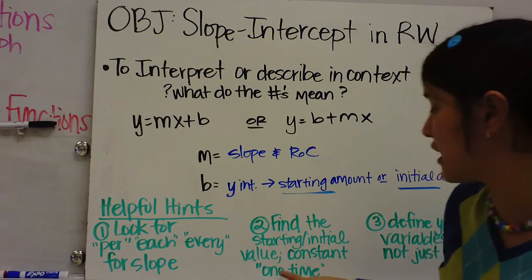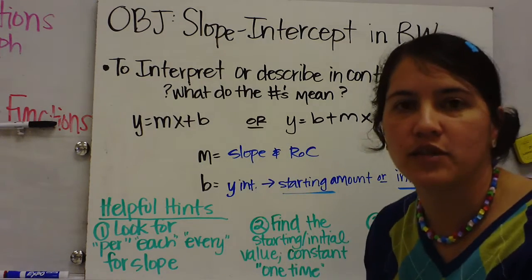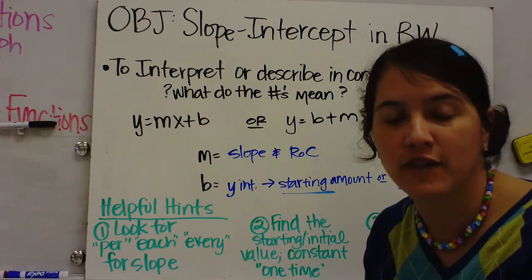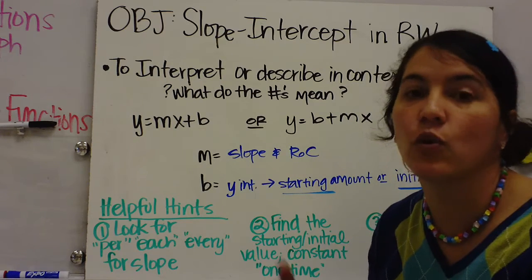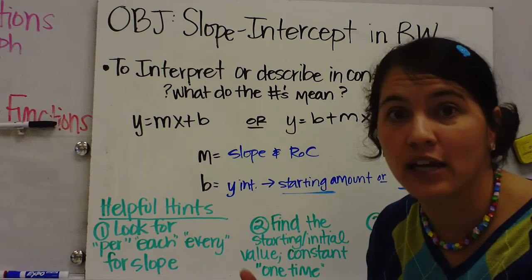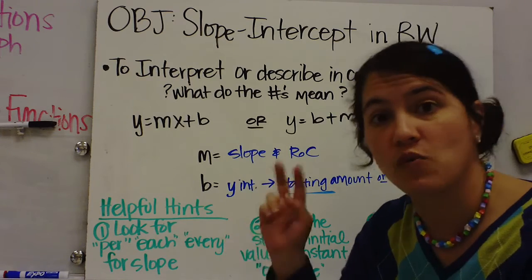The second helpful hint is find the starting and the initial amount. Sometimes it's the constant, like the one time. So a lot of times if you go places, you have to pay a one-time fee. Or like if you're ordering something online, you have to pay a shipping and handling fee. So those would be those one-time fees.